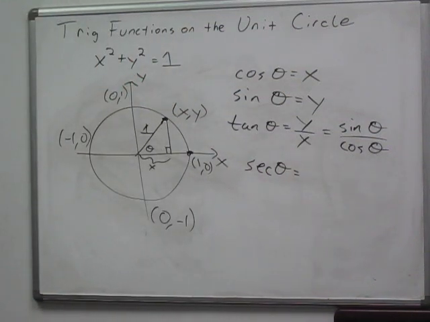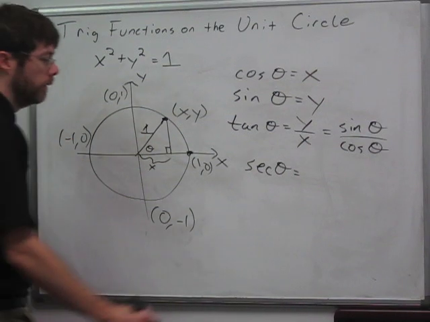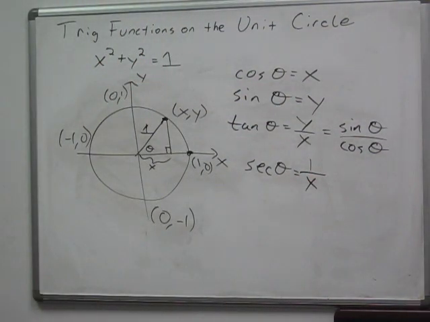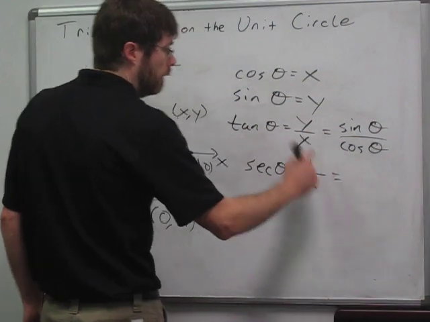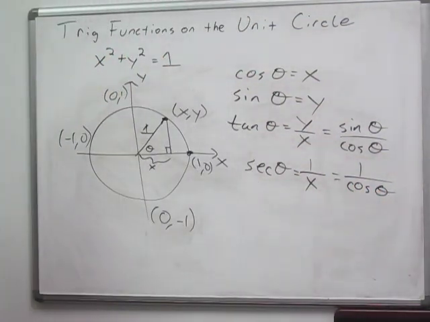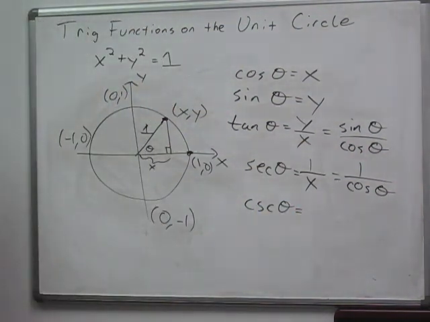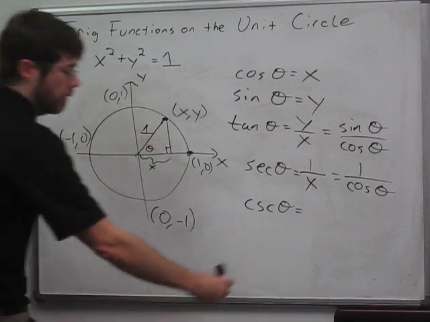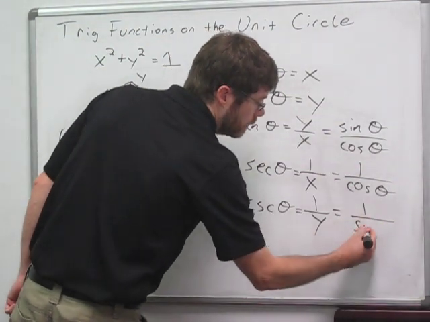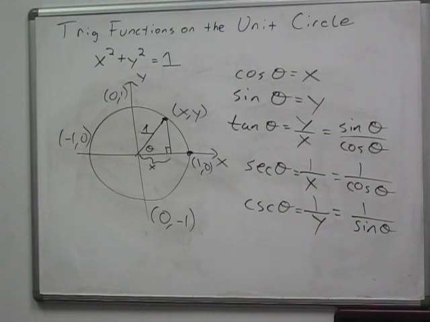secant theta. Secant theta is the hypotenuse over the adjacent. Right? So in this picture, 1 over the x coordinate. But again, we're more likely to think of secant in terms of cosine. X is cosine theta, so this is 1 over cosine theta. Cosecant is 1 over the opposite. The opposite is the y coordinate. This is just 1 over sine of theta because the y coordinate is sine theta.